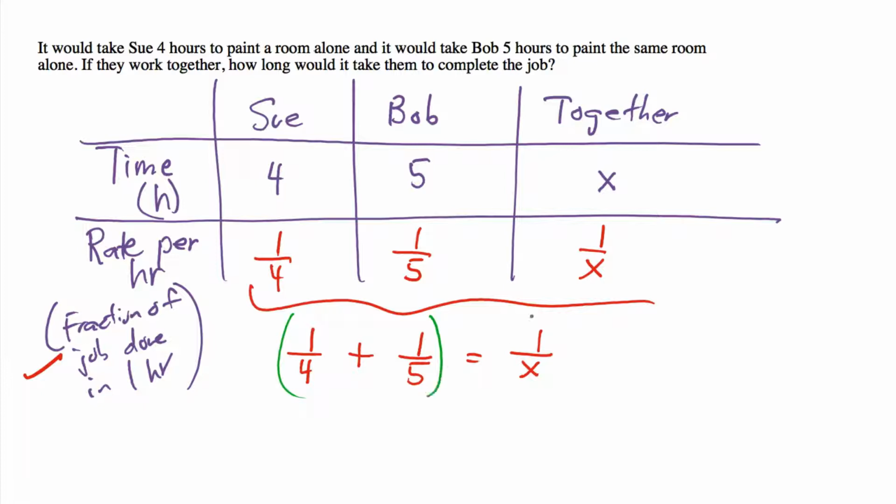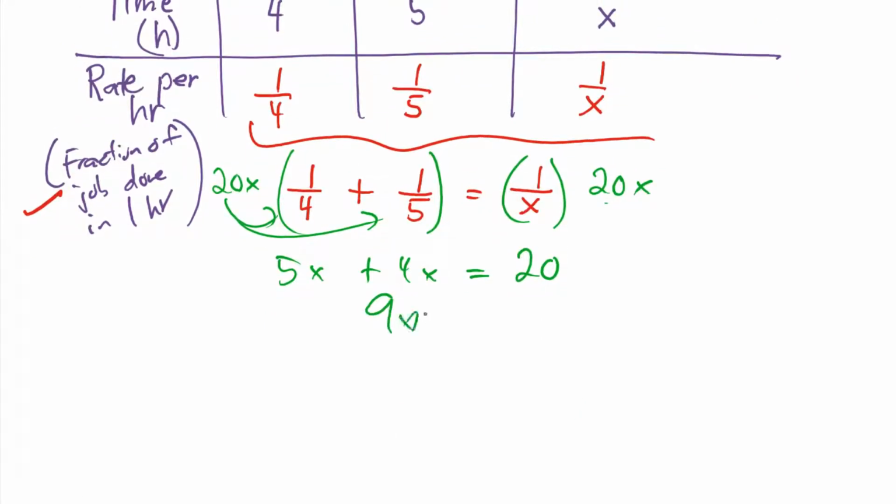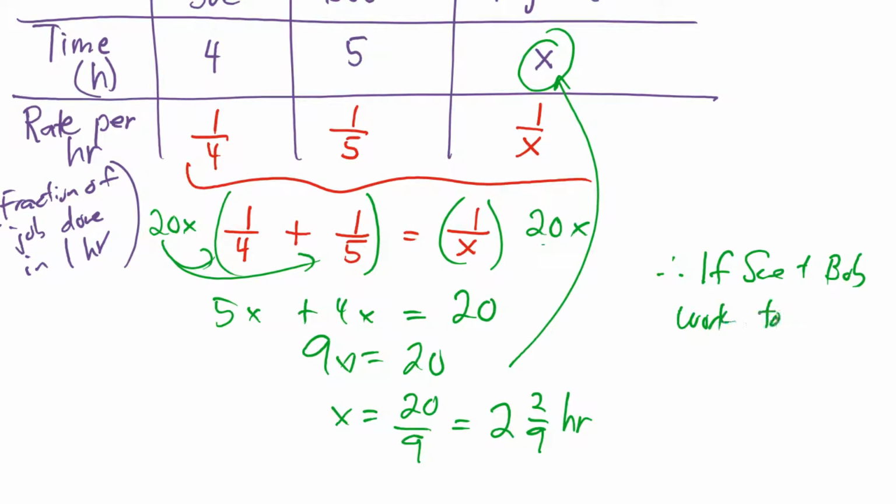We can multiply both sides of our equation by the common denominator, which would be 20x. Distribute this through. This will be 5x plus 4x, and the x's cancel out on the right side, so we have 20. 9x is 20, so x is 20 over 9, which would be 2 2/9 of an hour, which is the time to do the job together. Therefore, if Sue and Bob work together, they can paint the room in 2 2/9 of an hour.